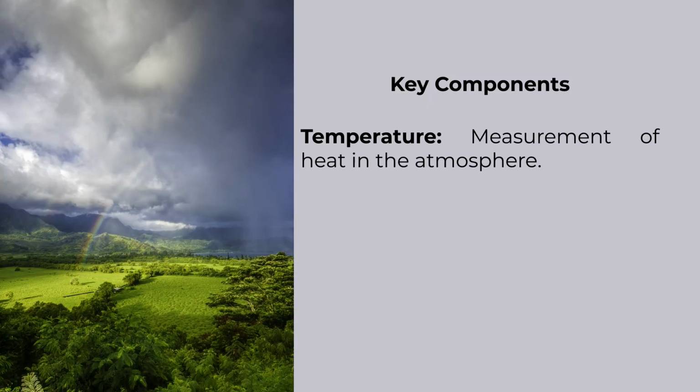Like we talked about climate, what are the key components of weather? So, first is temperature, measurement of heat in the atmosphere. What is the current temperature? What is the temperature range for a week or for 2 days or like for some hours? This is the first component, temperature.